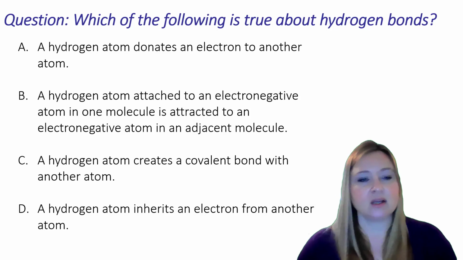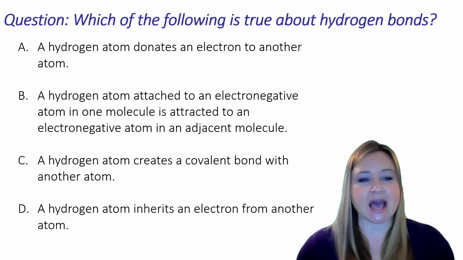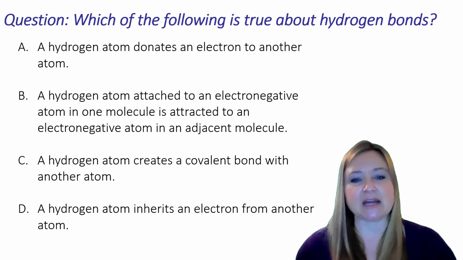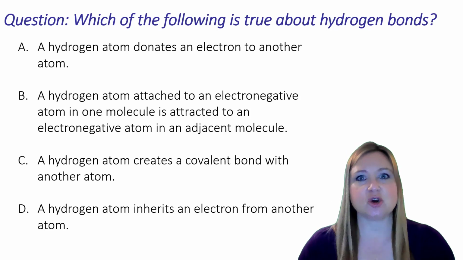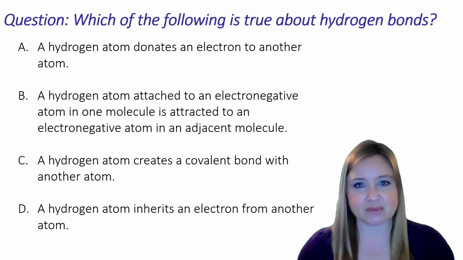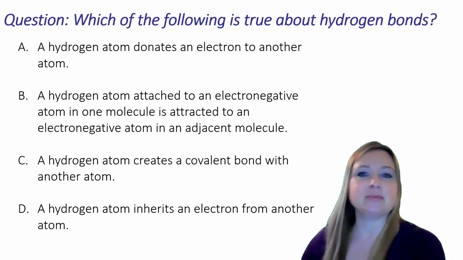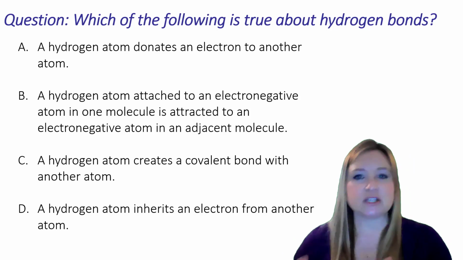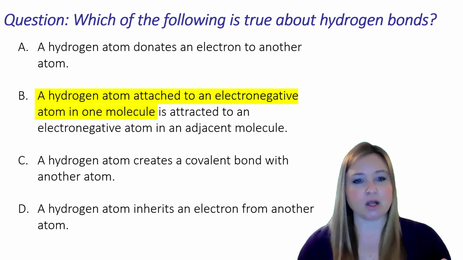Oh, this is a long one. Let's break it down. A hydrogen atom attached to an electronegative atom in one molecule is attracted to an electronegative atom in an adjacent molecule. Okay, so this is where we have to go back and think of what electronegative means. Electronegative means that that particular atom is able to more strongly attract the electron. So let's break this down into two parts. A hydrogen atom attached to an electronegative atom in one molecule.